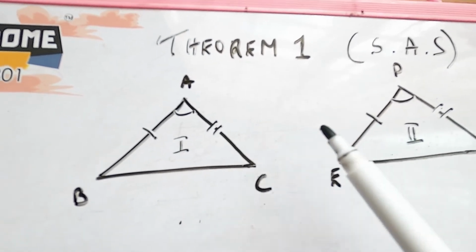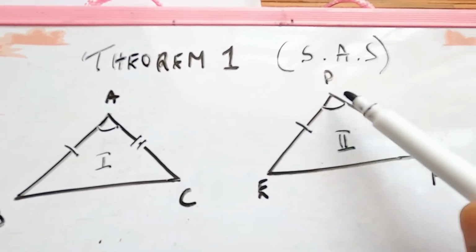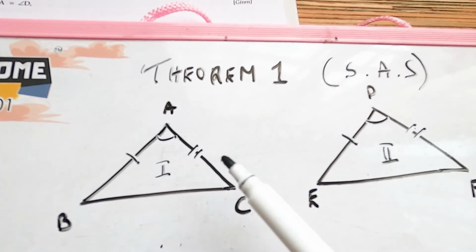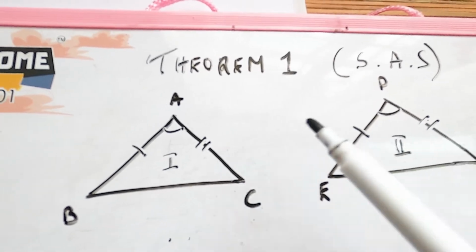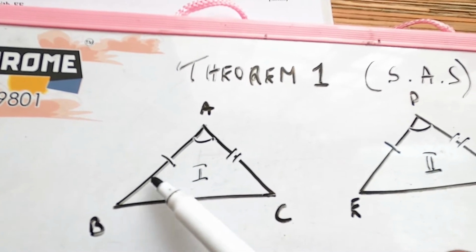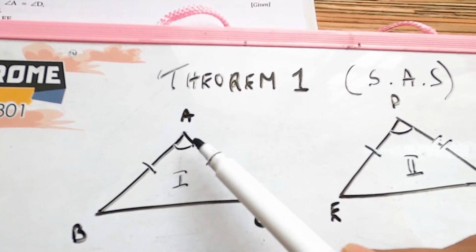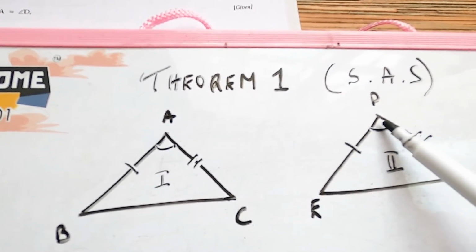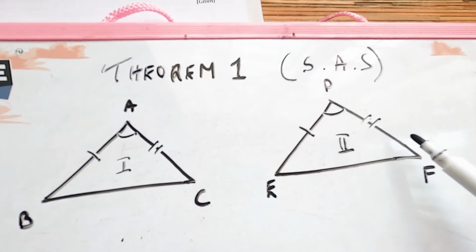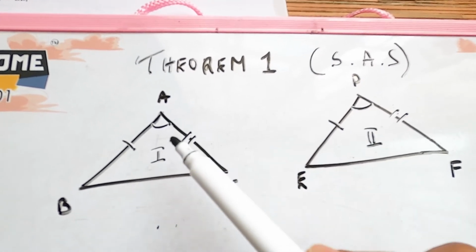Once again I will repeat, we have two triangles, triangle ABC and triangle DEF. How will we know if these two triangles are congruent? If the condition is given that side AB is equal to the corresponding side DE, angle A is equal to the corresponding angle D, and AC is equal to the corresponding side DF, we can say that the two triangles are congruent.